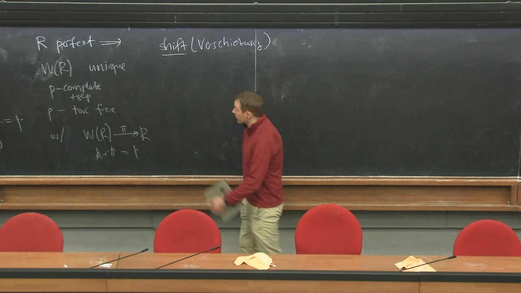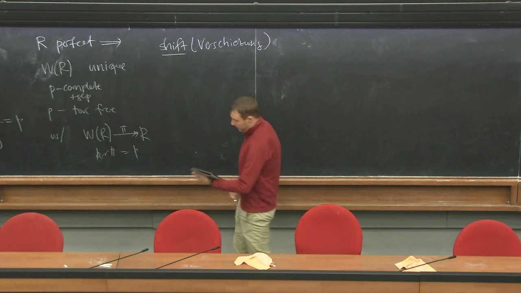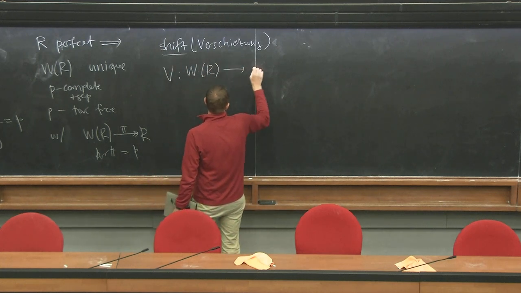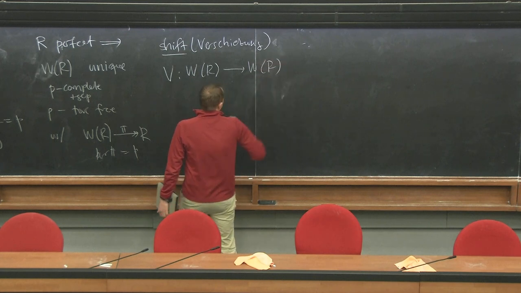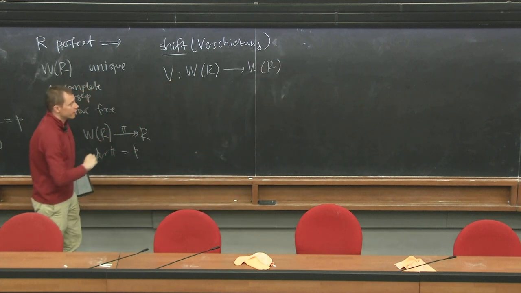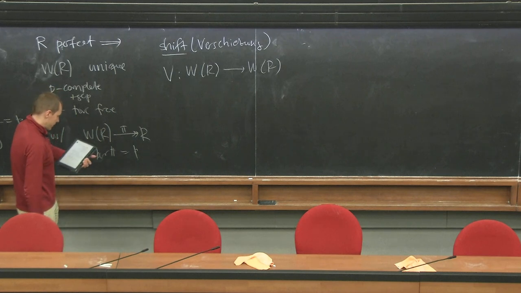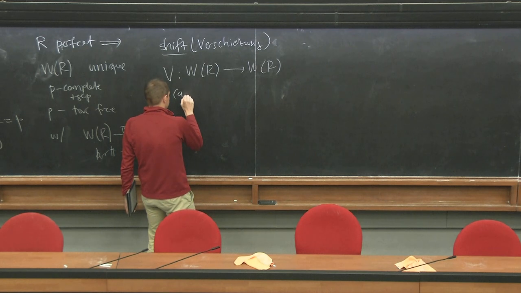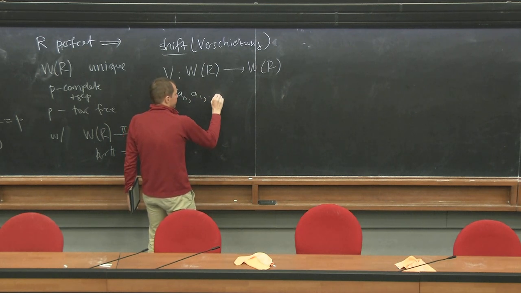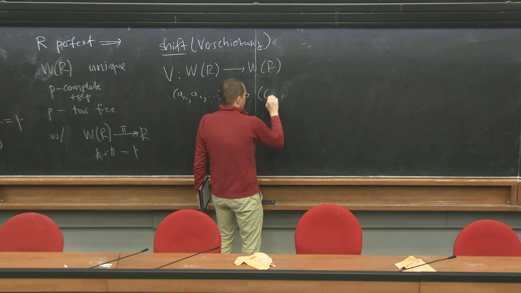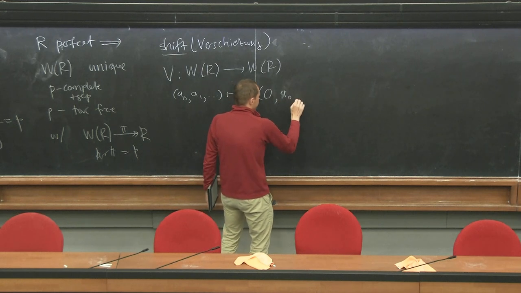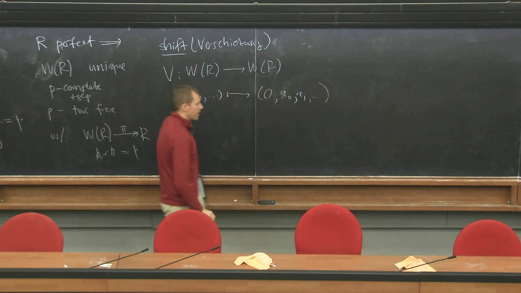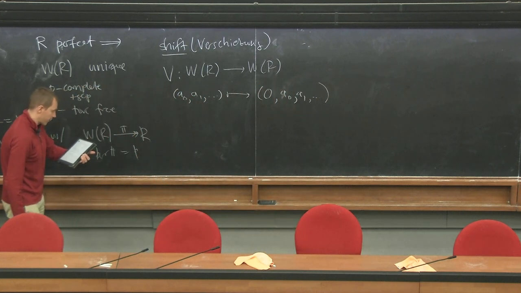Right, so the Witt vectors come with a shift map, generally referred to as V, for Verschiebung, the German word for shift, right? It just sends a tuple, sticks a zero in front, and passes everything off to the right.